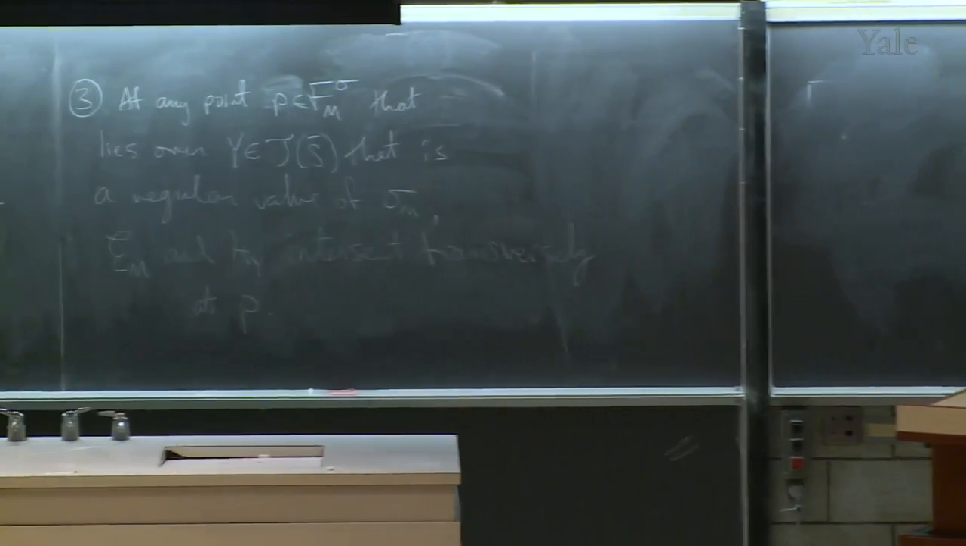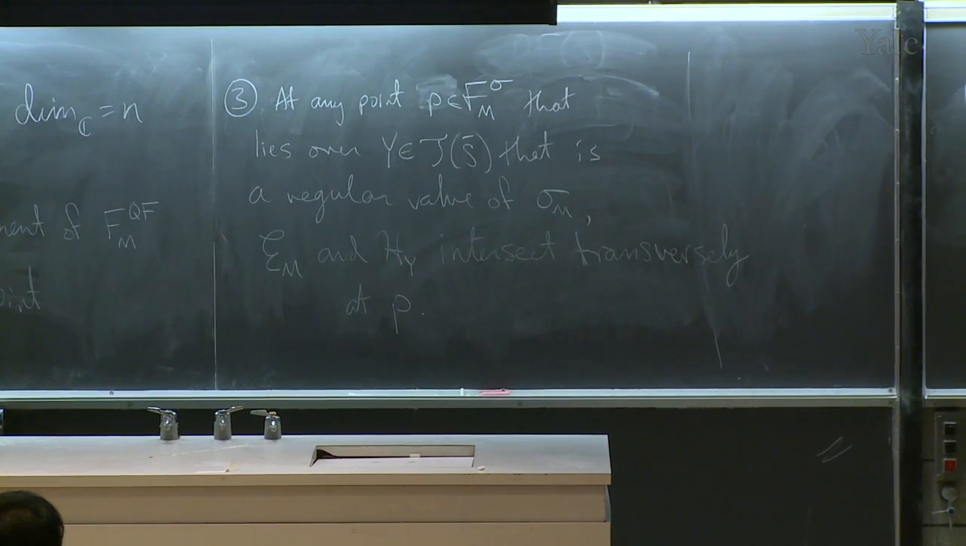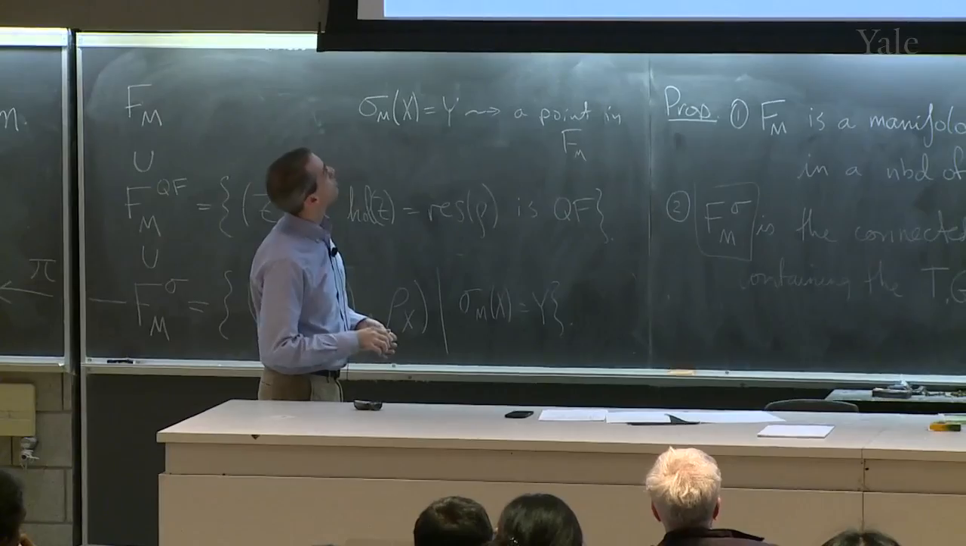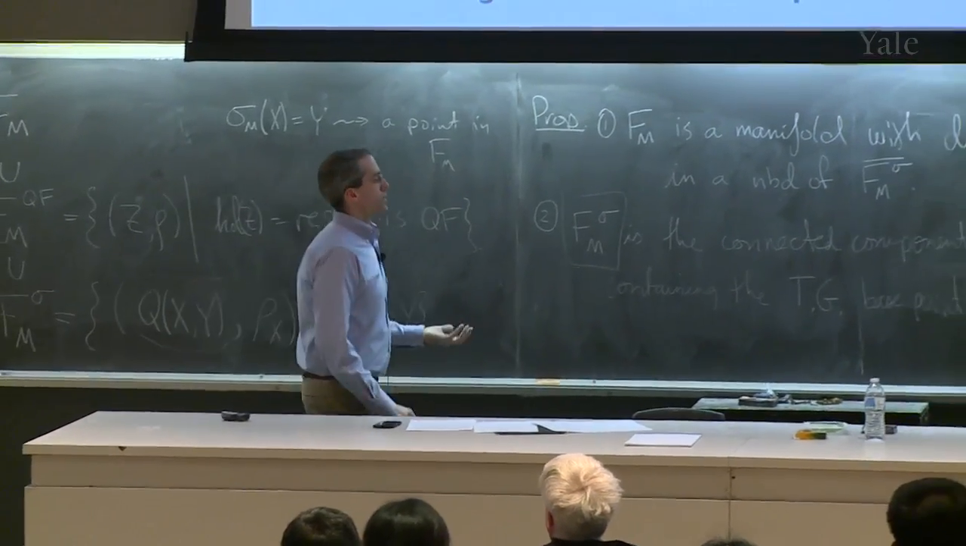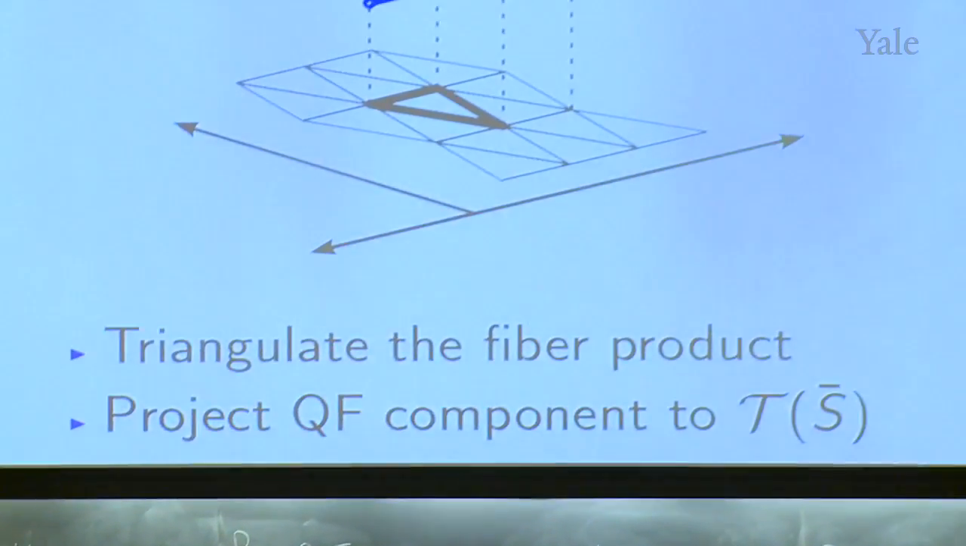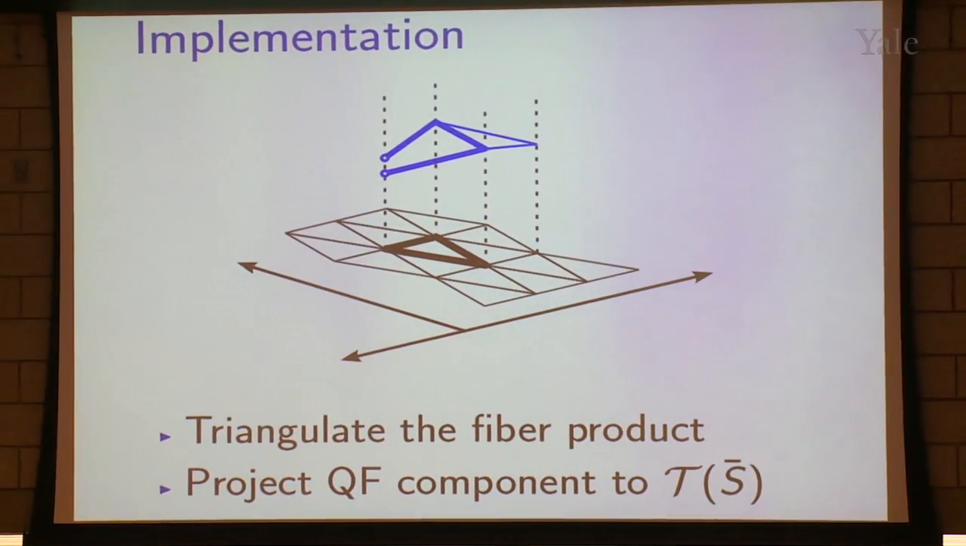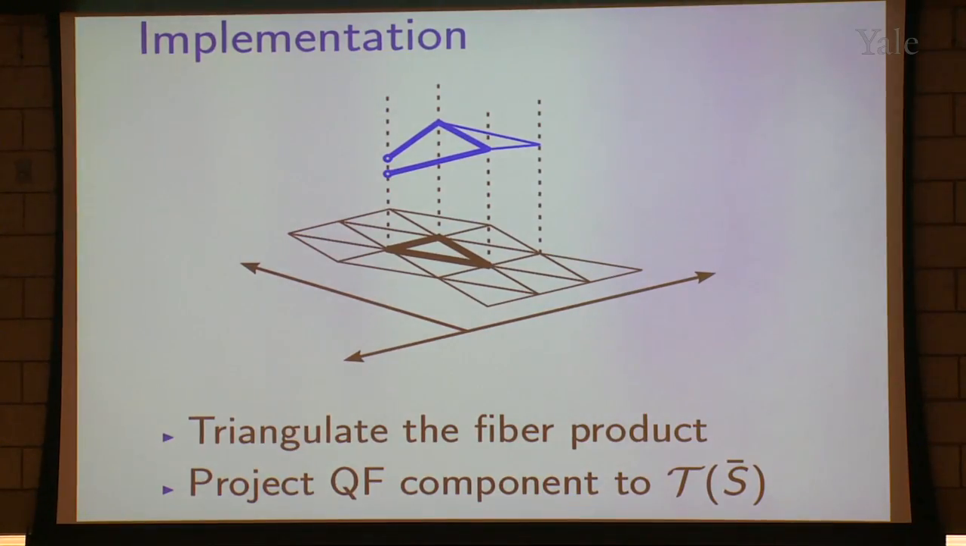So here's how this becomes an algorithm for computing the image of the skinning map. There are two steps. The first is, let's start in the Teichmueller space of the surface and start at a point where we know some point on this fiber product, which is to say, we know that it's in the image of the skinning map already.